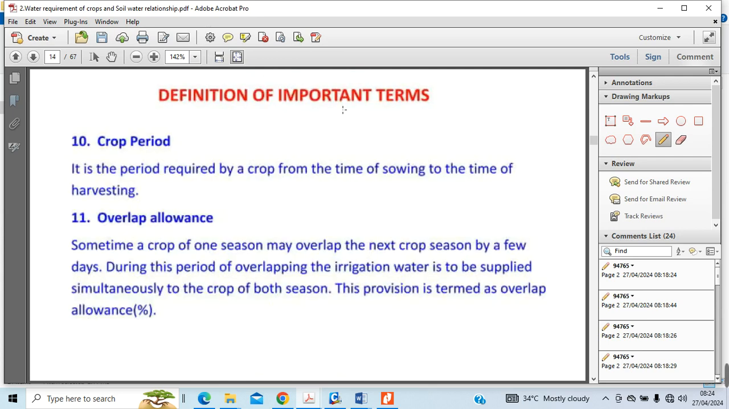The definition of important terms. Crop period: it is the period required by a crop from the time of sowing to the time of harvesting. Overlap allowance: sometimes the crop of one season may overlap the next crop season by a few days. During the period of irrigation, water is to be supplied simultaneously to the crops of both seasons. This provision is termed as overlap allowance.